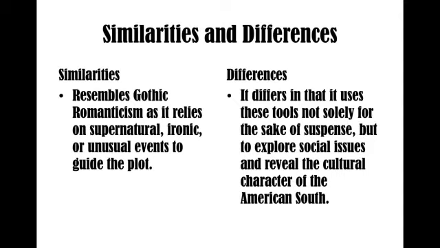So when we look at the similarities and the differences about the particular Gothic genre, we have it resembling Gothic Romanticism as it relies on supernatural, ironic, or unusual events to guide the plot. It looks exactly like what you might see in perhaps Edgar Allan Poe's 19th century stories. But what differs here is that it uses these tools not solely for the sake of suspense, but it also begins to explore the 20th century social issues and reveal the cultural character of the American South in the 20th century.